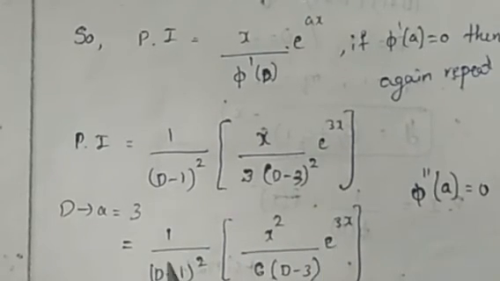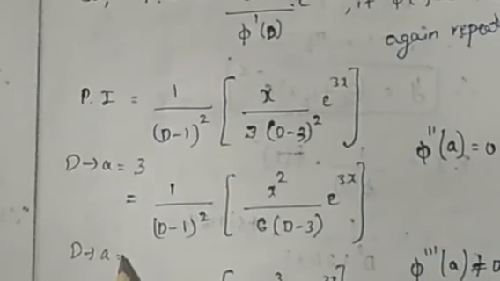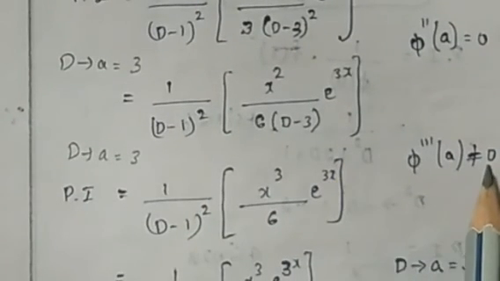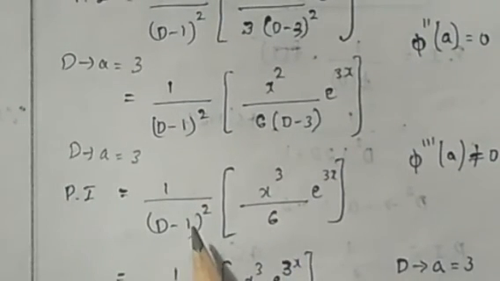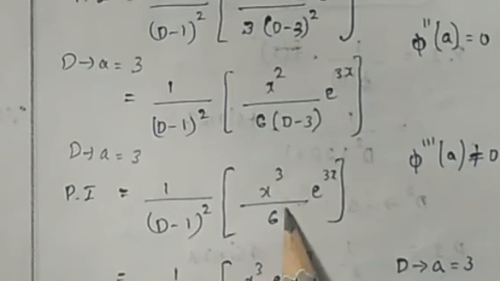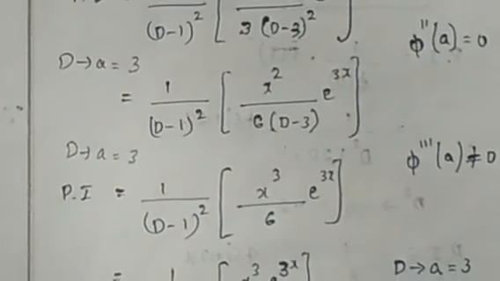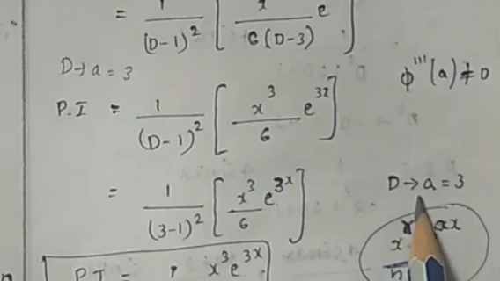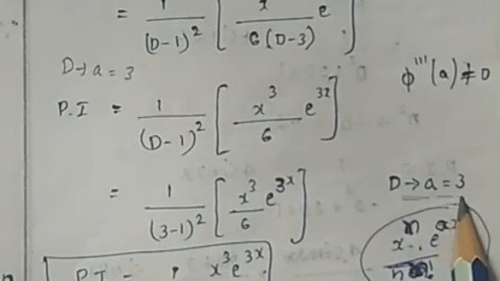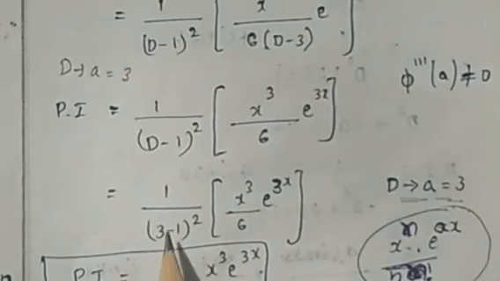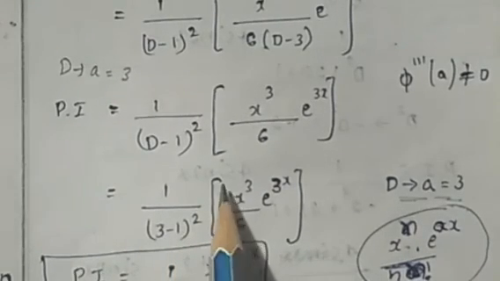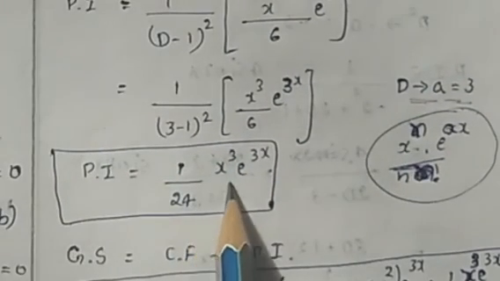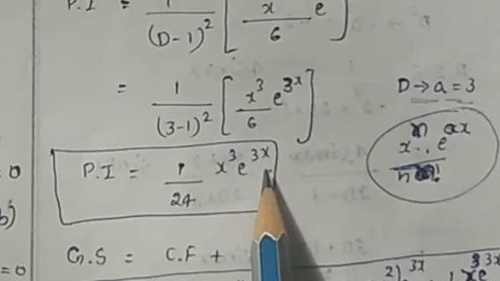So in this case, put D tends to a, where a is 3. Replacing D by a, we get 6 into (3 minus 3), which is 0 for PI dash, so we do the same again. The particular integral is equal to 1 by (D minus 1) whole square into x cube by 6 e power 3x. So what is the D value? D is replaced by a value of 3. So (3 minus 1) whole square into x cube e power 3x by 6. So the particular integral is equal to 1 by 24 x cube e power 3x.